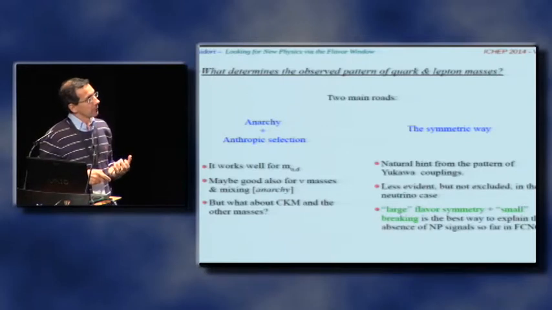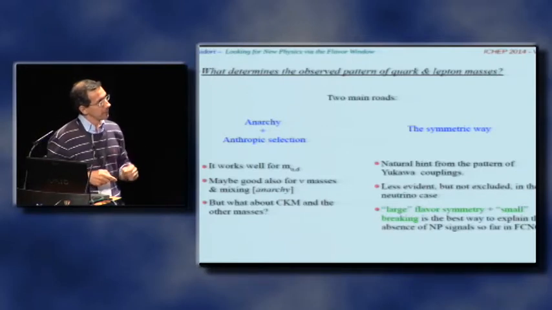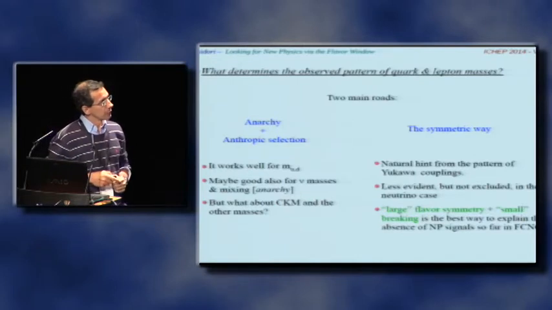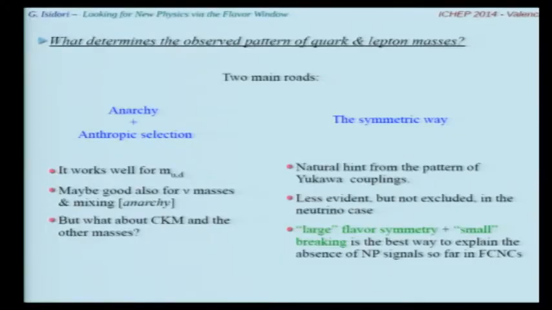because clearly I think there is a natural hint from the point of view of the Yukawa coupling of a symmetric structure. It is less evident, but as you will see, it could well be there also in the neutrino case. So my idea is that a large flavor symmetry with small breaking is the best way to go, and this is particularly motivated by the absence of new physics signals in flavor changing neutral currents. So let me go along this line with the idea of a large flavor symmetry with small breaking.